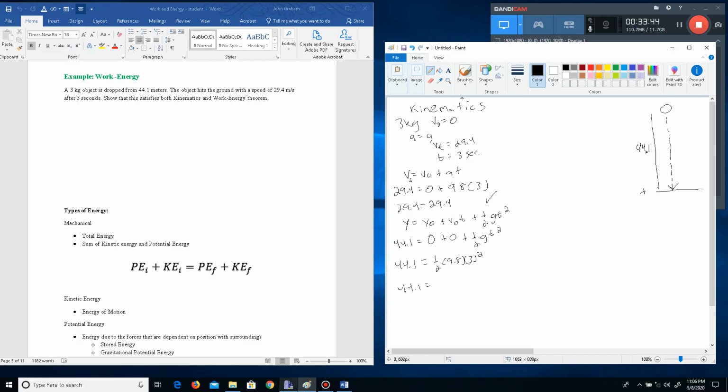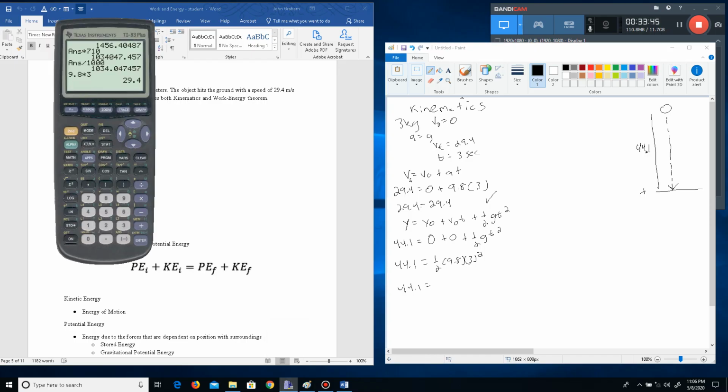So I can do it on a calculator. 3 squared is 9, times 9.8, divided by 2. And you get 44.1.